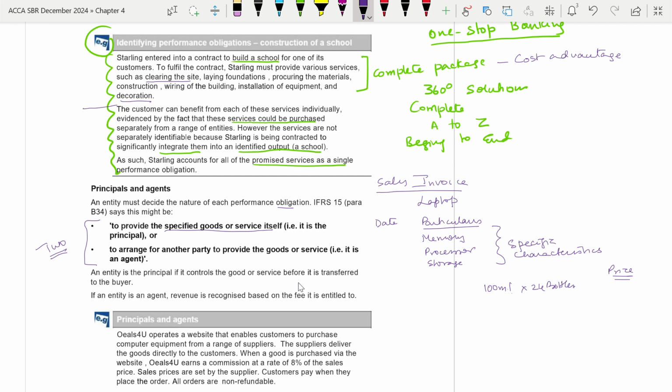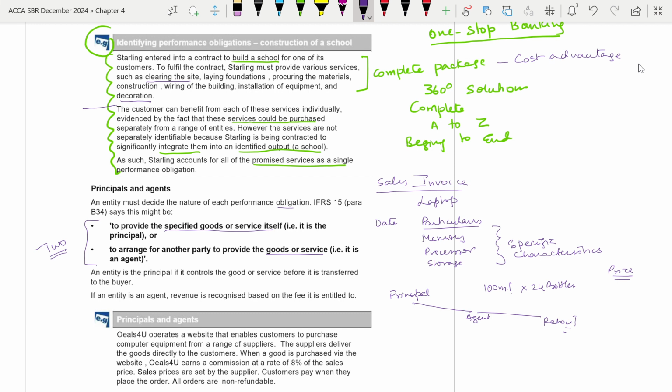Or to arrange for another party to provide goods or services. Sometimes we are selling directly, or purchasing directly from the principal, directly from the manufacturer. Sometimes the manufacturer will sell to the agent and the agent will do the retail business. So it is either the principal itself, the main party, or we can purchase it through an agent.